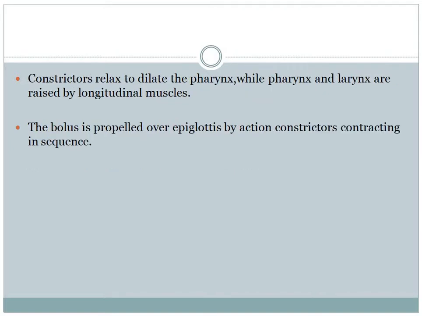The constrictors relax to dilate the pharynx, while the pharynx and the larynx are raised by the longitudinal muscles. The bolus is propelled over the epiglottis by the action of the constrictors contracting in sequence.